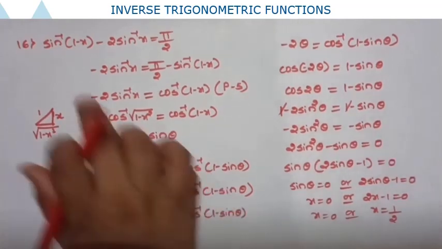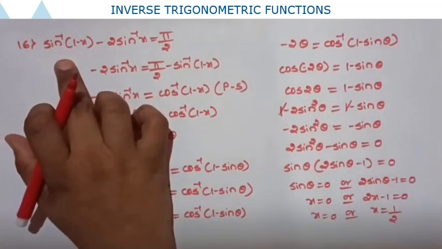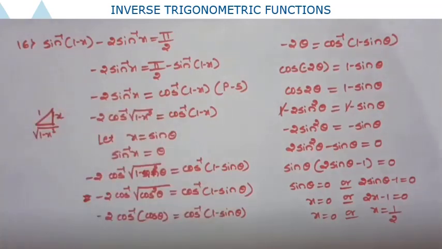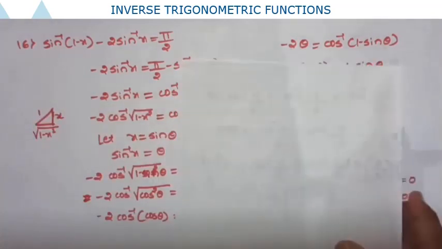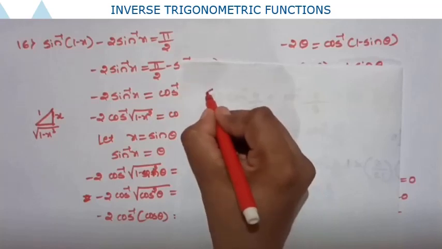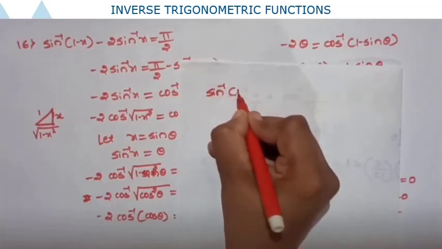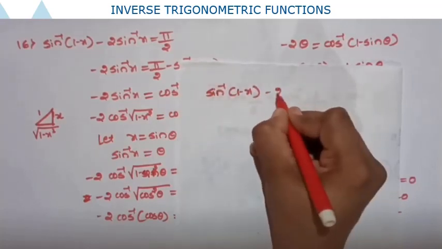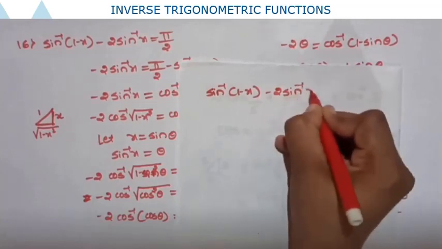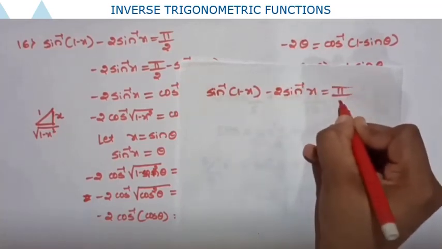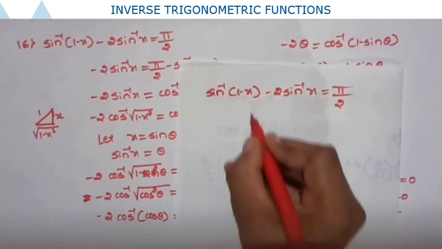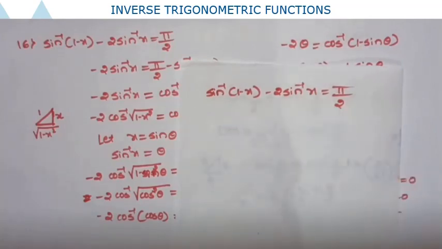So consider the first expression, sine inverse of 1 minus x minus 2 sine inverse x, this is equals to pi by 2. If we got the answer, we should not conclude it directly. It is 0 and 1 by 2. Substitute those values in the given expression. If you are getting LHS equals to RHS, then that solution is correct.